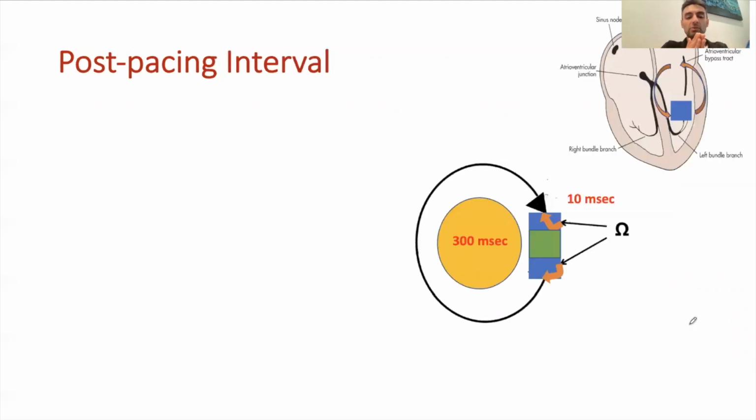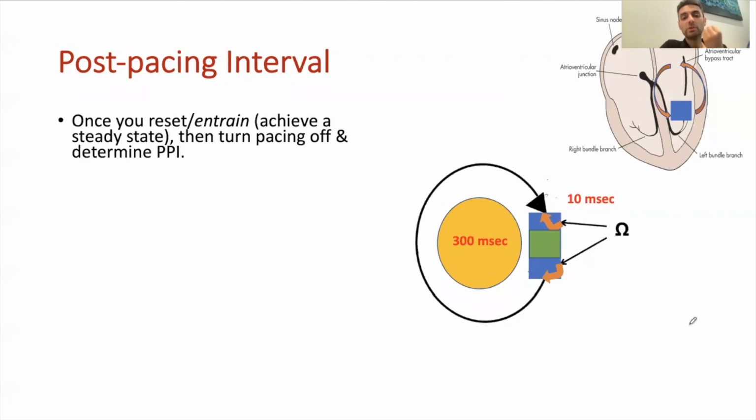Anyway, so now imagine you paced into the tachycardia, you reset or entrain the tachycardia, and then obviously at some point you'll turn off pacing and determine the post-pacing interval, okay? So again, you have this circuit. Say you are pacing at a site which is only 10 milliseconds away from the excitable gap. You were able to depolarize the excitable gap, and then that stimulus revolves once around the circuit, and then would exit towards the pacing site.